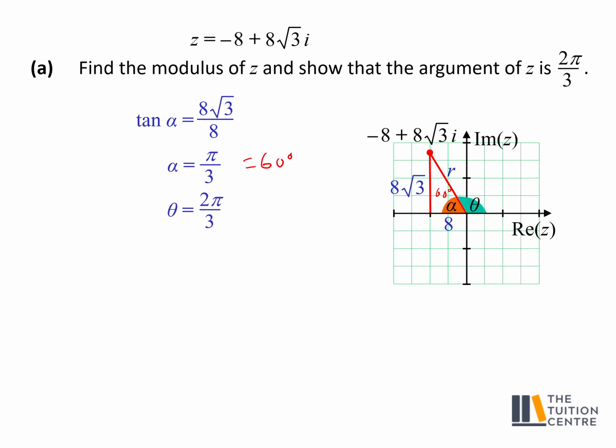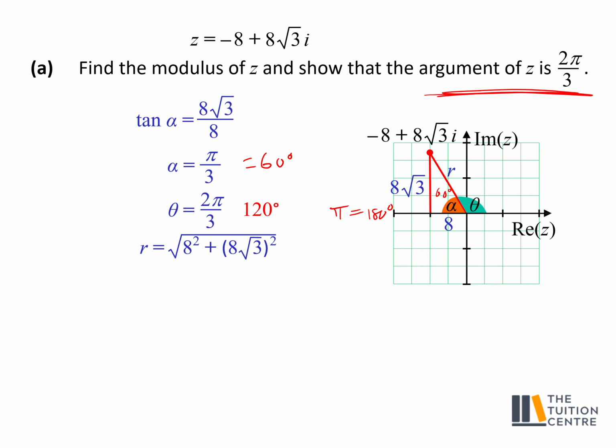And of course then, if we want to find theta, we know pi radians is one straight line. That's the same as 180 degrees. So if the reference angle is 60, it'd be 120 for theta. If it's pi over 3 for the reference, it'll be 2 pi over 3 for theta. Okay, so we've shown that the argument of z is 2 pi over 3.